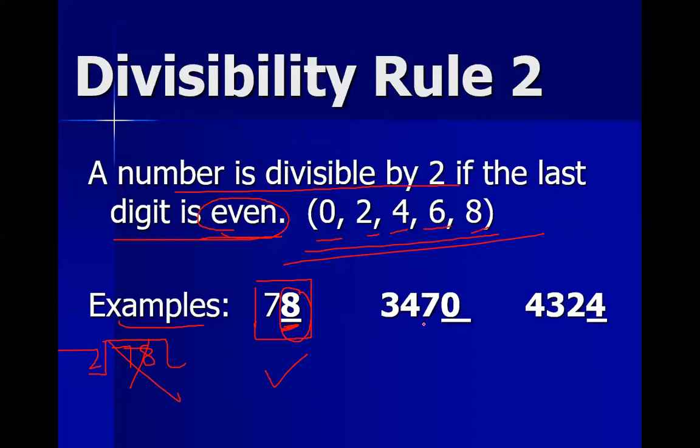Let's move to the next example, 3470. I check the last digit only, and it ends with 0. The rule says that if the last digit is 0, then it is divisible by 2. So we can say that 3470 is divisible by 2. The third example is 4324. We check the last digit only, and it is an even number and comes in the table of 2 also. So this number is divisible by 2. This was all about the divisibility rule of 2. You have to check the last digit only: if it is even, then the number is divisible by 2.